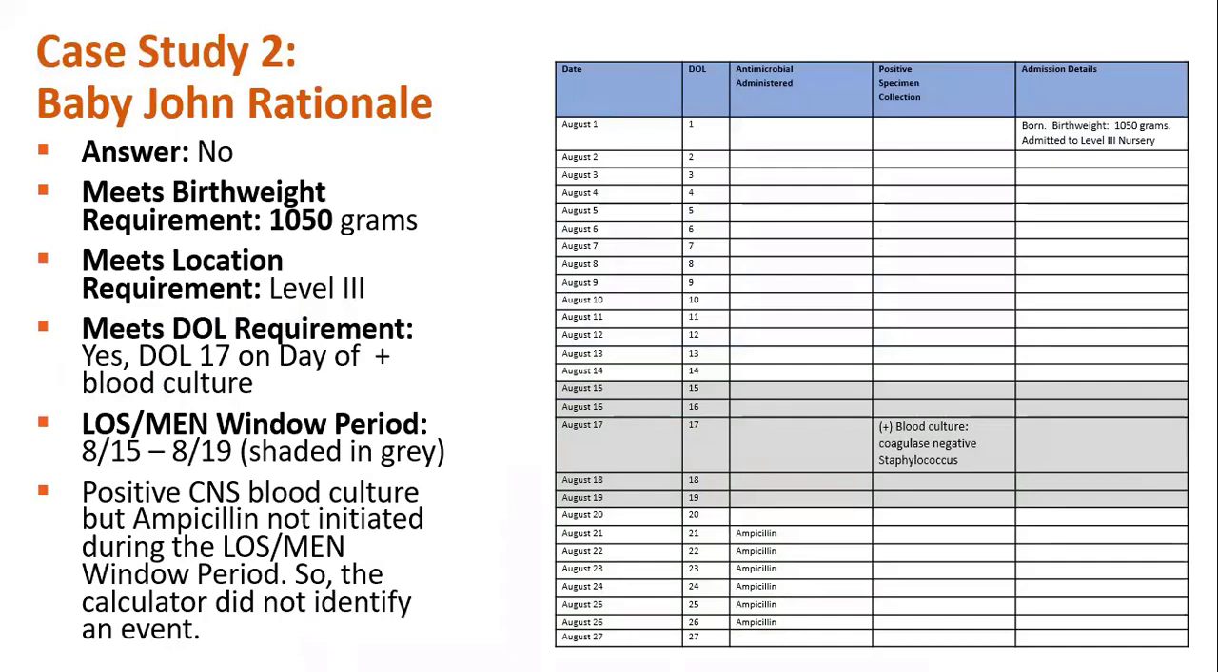The answer would be no. Baby John meets the birth weight requirement, the location requirement, and also the day of life requirement on the date of event. The positive blood culture with coagulase negative staph creates an 8/15 to 8/19 late onset sepsis min window period. However, the ampicillin was not initiated in the 8/15 to 8/19 late onset sepsis window period. So an NLCBI2 is not met, and the late onset sepsis min calculator did not identify an event.